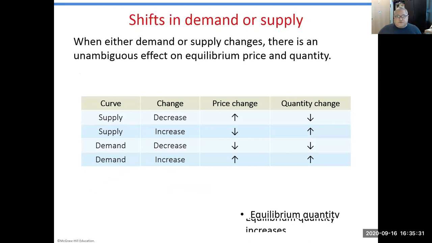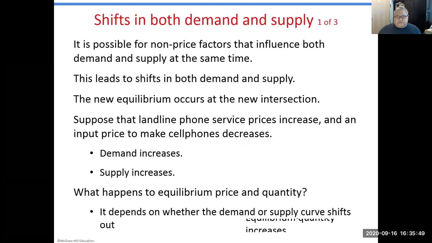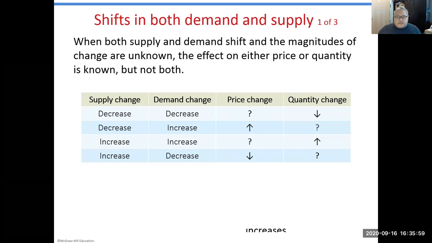A very useful tool to have is this particular slide in your PowerPoints, which shows you the direction of price and quantity changes from equilibrium if you decrease or increase supply or demand, as well as what happens if you take into account a pair of shifts in demand and supply, and how sometimes the direction of price change or quantity change is not predictable.